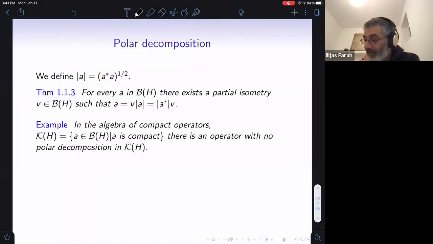To see that, take the compact operators, for example. Inside the algebra of compact operators, there is an operator which has no polar decomposition in the compact operators. It has a polar decomposition in B(H). So I'll leave it to you to think about it.